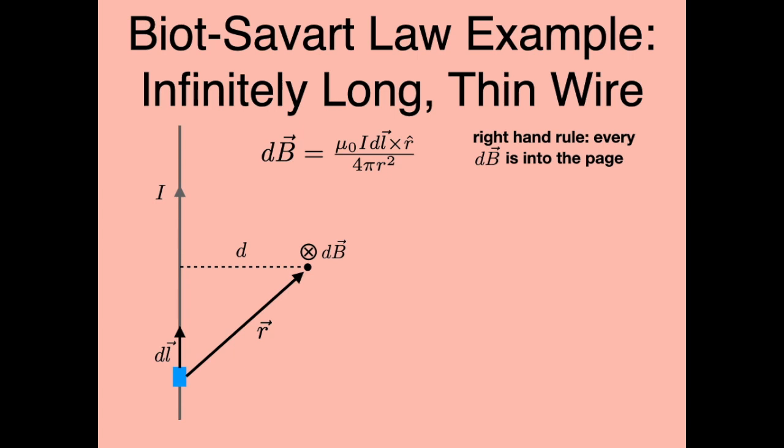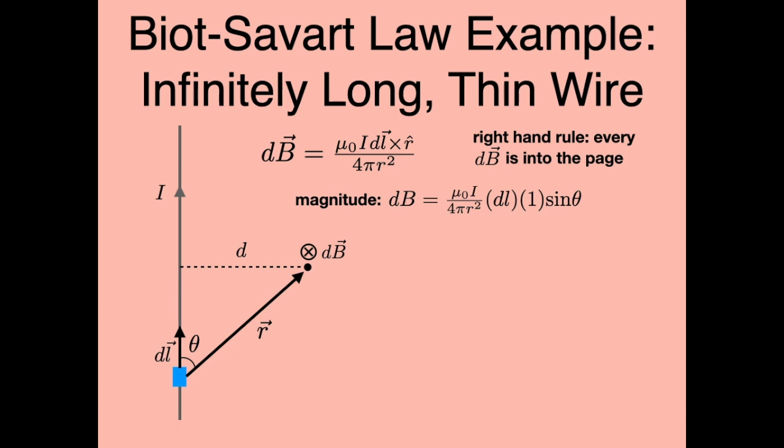And as it turns out, it doesn't matter which current element we pick, they're all going to give us a dB that's pointing into the page. So all of these different magnetic fields that we're going to integrate together are going into the page. That's what we learned by using the right-hand rule. Okay, so the next thing is, I'm going to figure out what the magnitude of that dB is. Because dB is a vector, it has a direction to it. We just figured out that's into the page.